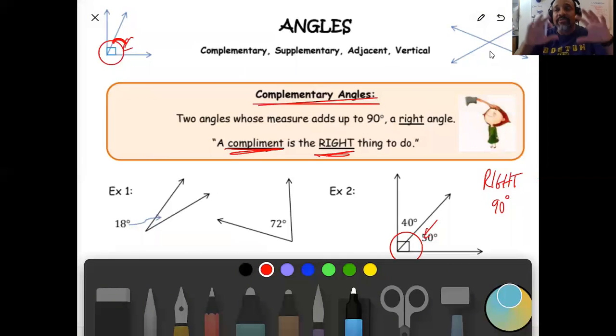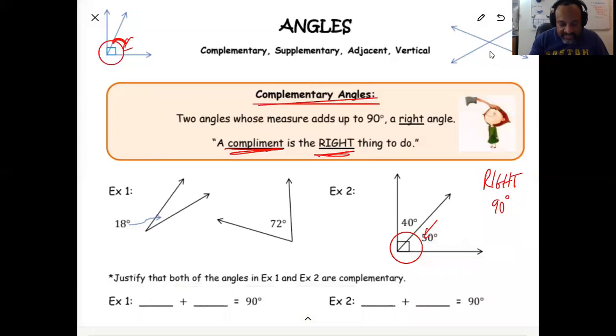All right, so complementary angles add up to 90 degrees. If we look at this example, number one, this is 18 degrees, this is 72 degrees. If you add those two together, 18 plus 72 gives you 90.